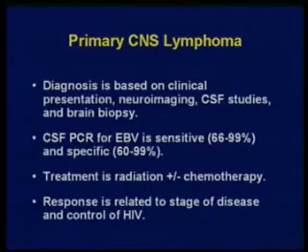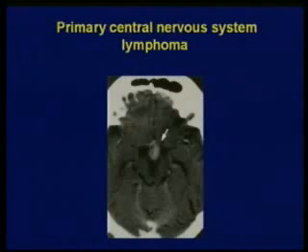CSF PCR for EBV is sensitive and specific. Treatment is radiation and chemotherapy, and response is related to the stage of disease and control of HIV. So people basically who are on medicine and have a high T cell count tend to do better. But some of it is also based on the type of cancer. It could be very aggressive, and no matter what you do, the patient just dies anyway. That just shows lymphoma.